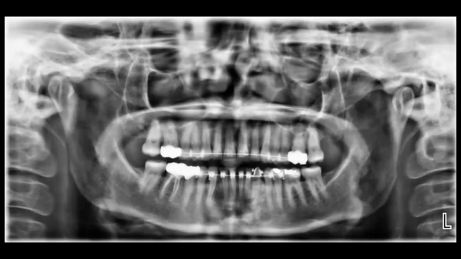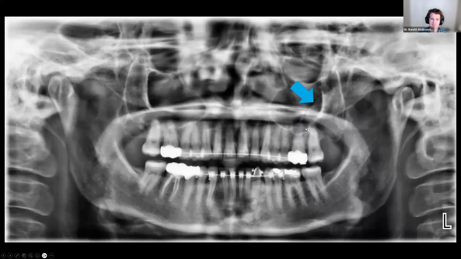Unfortunately, though, for this patient, that's not all that was present here in this panel. If we take a look up here in this left posterior maxilla, there's a very, very faint line running from the floor of the sinus to this posterior wall of the sinus. Very subtle. You can see it's a little bit more radiopaque than the rest of the sinus, but something's definitely there, and it's a little difficult to pick up on.